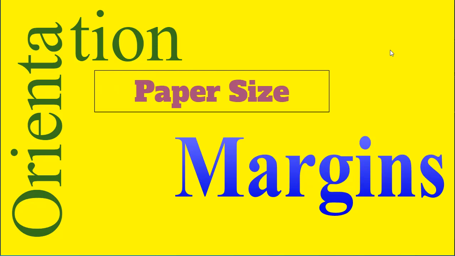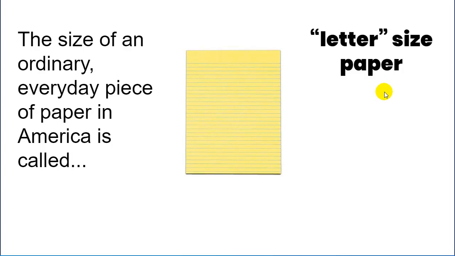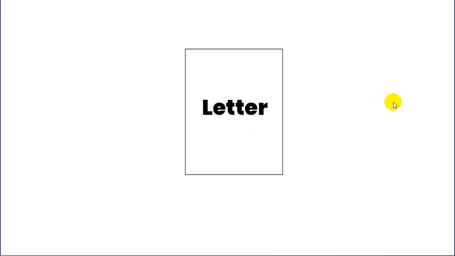Well, good day. Today's a quick little video about paper size, orientation, and margins in Google Docs. The size of an ordinary, everyday piece of paper that you use every day in America has a special name, and this name is called letter size paper. Ordinary paper that we use at school is called letter size paper.